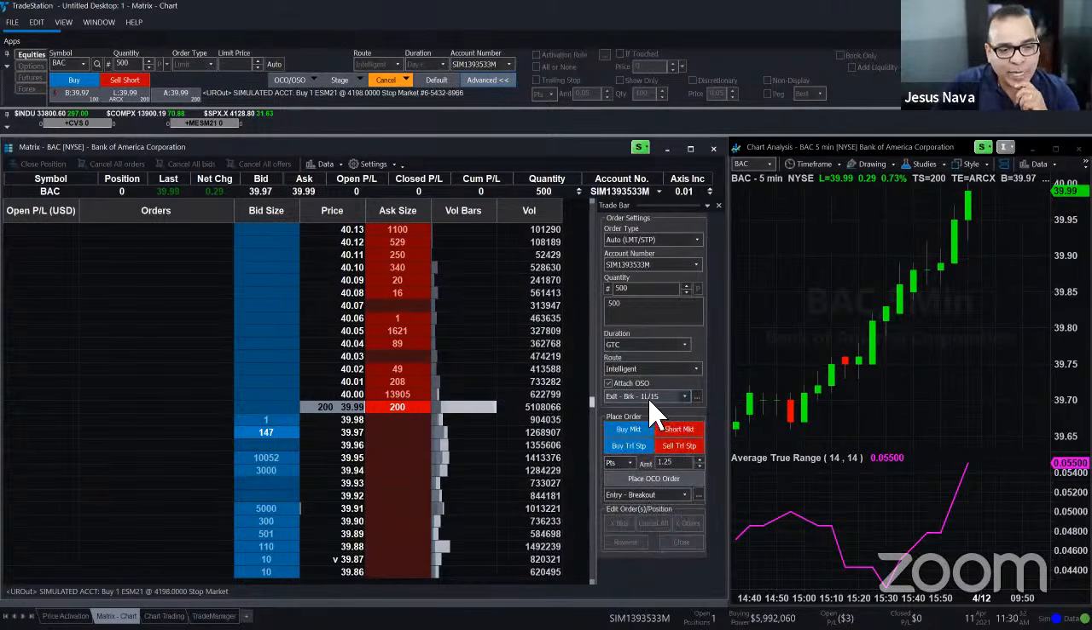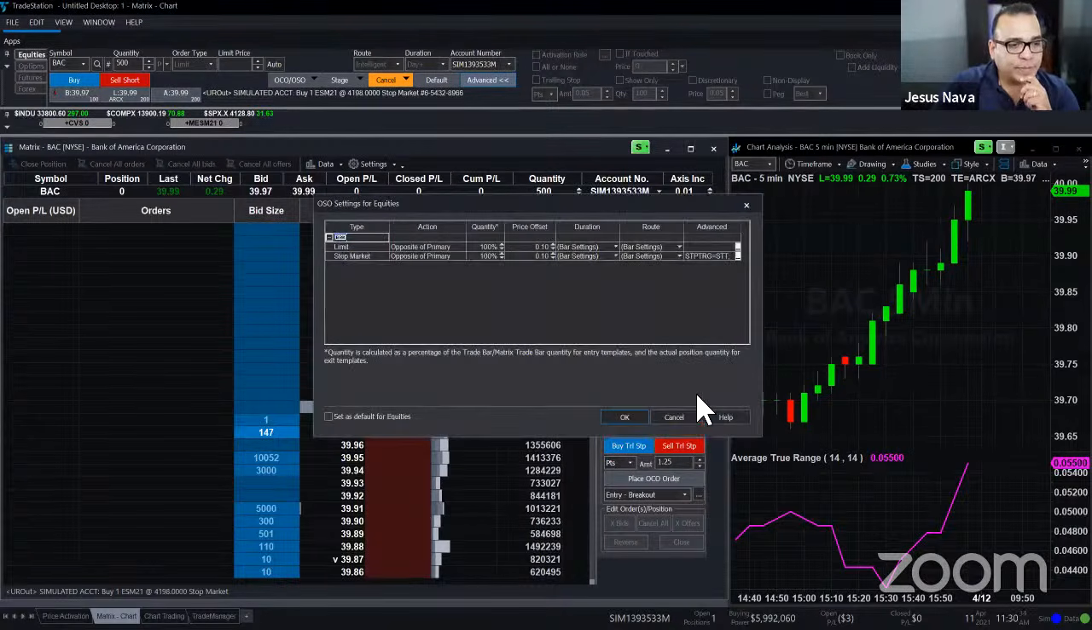I'm going to choose the simple one limit, one stop. I'm going to come over here to the ellipsis to format this. I want you to take a look at the offset. The offset is set to 10 cents.